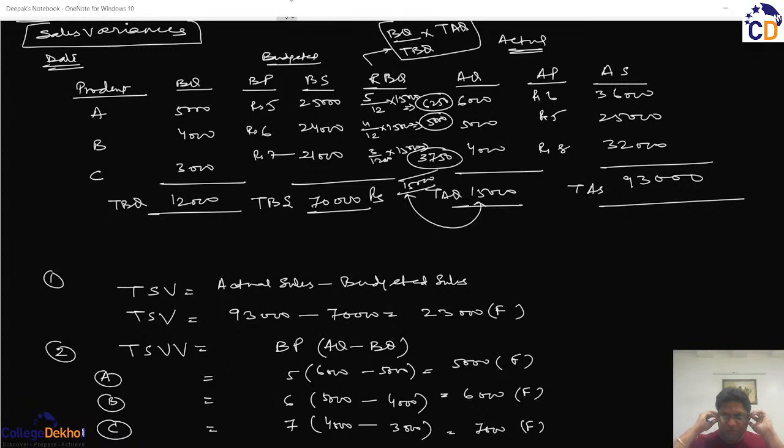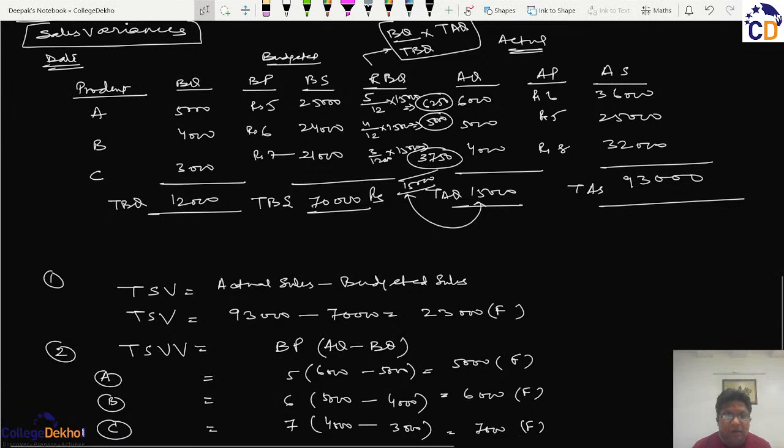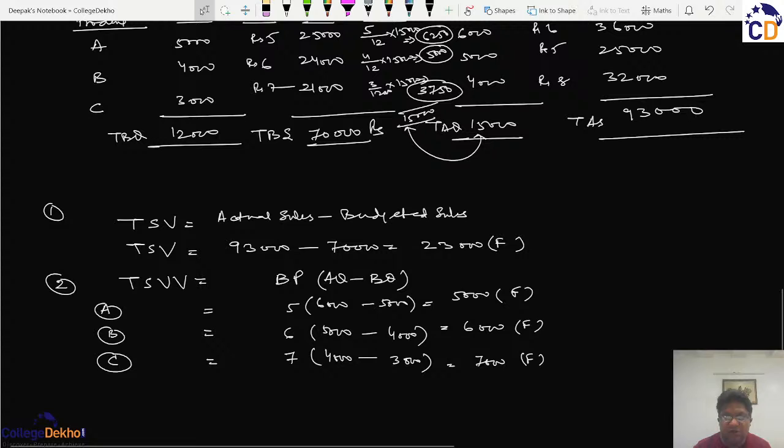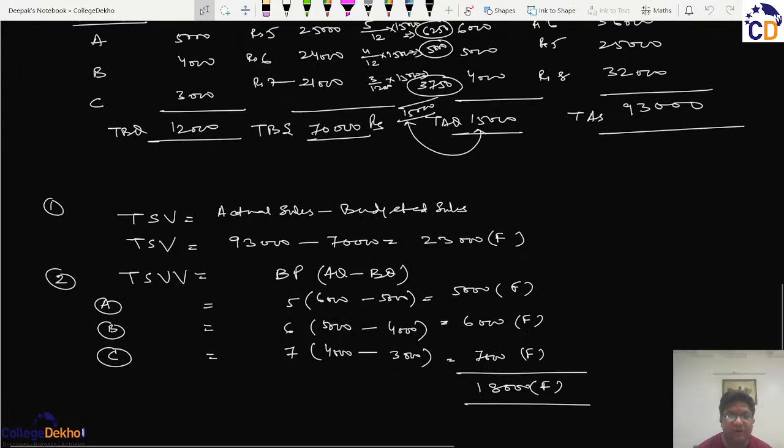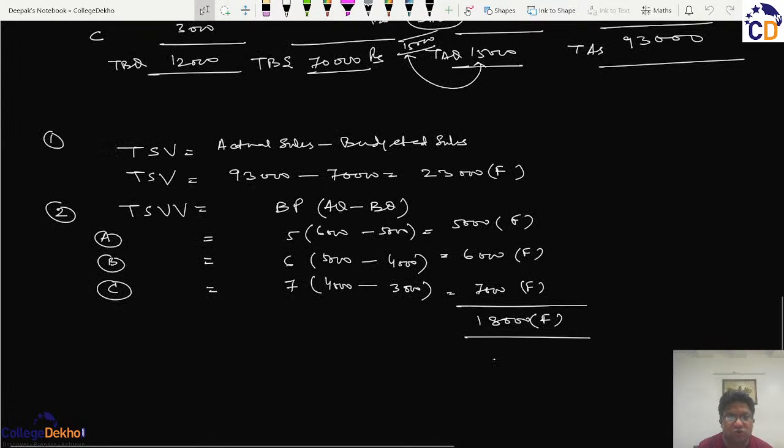Sorry for the disturbance. There was an urgent call which I had to pick, and if I close the session in between, then it will be stopped. That is why. So here, this total of 18,000 is very well, because in all the three products the quantity has increased, so this will show the total sales volume variance.